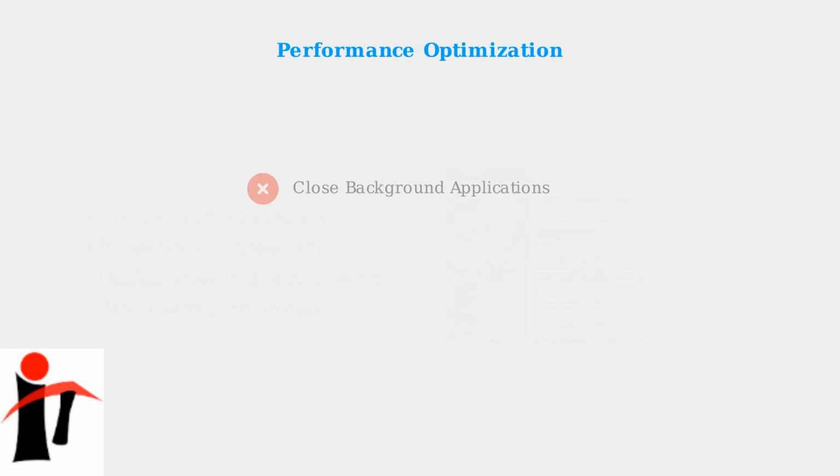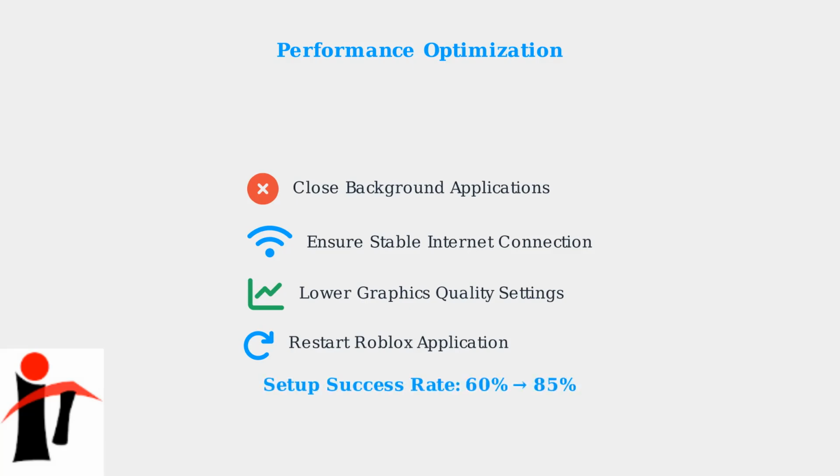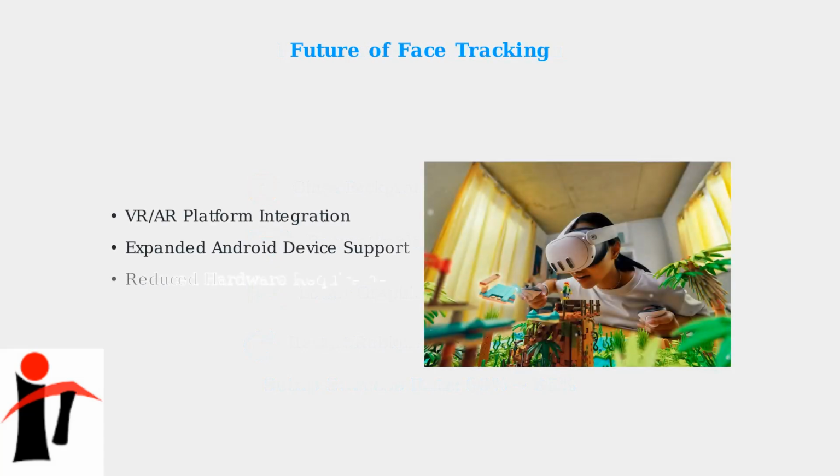Network and performance issues can cause face tracking lag or delayed responses. Optimizing your system performance is crucial for smooth real-time facial animation. These optimization steps can significantly improve face tracking performance. The setup success rate has improved from 60% to 85% over the past year, largely due to better performance optimization guidance. The future of Roblox face tracking is expanding rapidly.